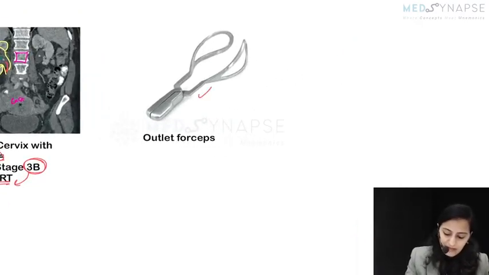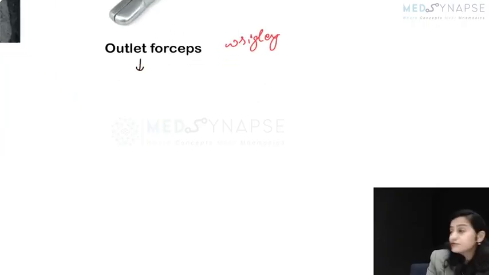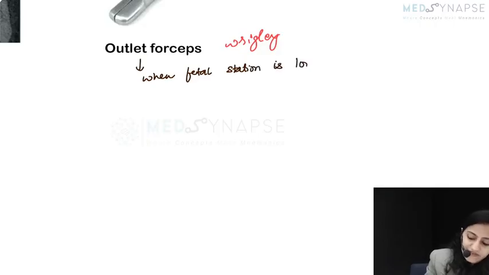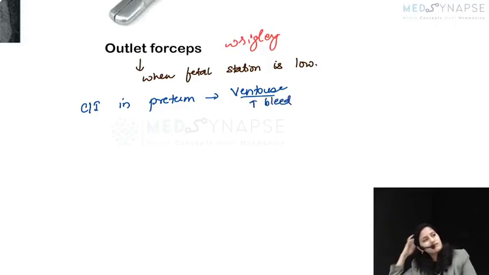This is the outlet forceps. Wrigley's forceps is the outlet forceps which is used when the fetal station is high to low. Fetal station is low. What is contraindicated in a premature or preterm is forceps, ventouse. Ventouse. Because there is increased risk of bleed forming here. Premature में remember bleed का risk, hematoma का risk ज़्यादा है.